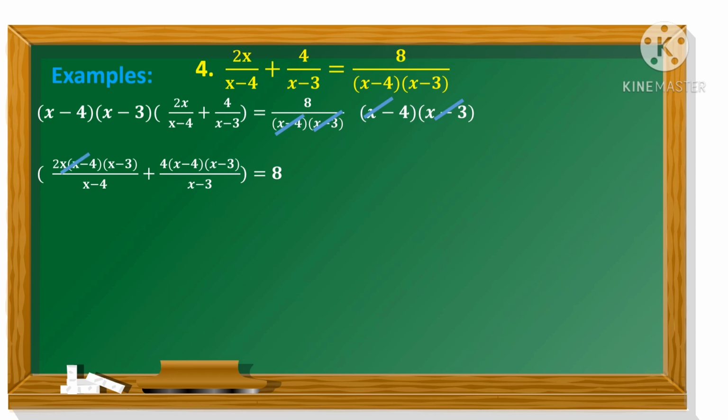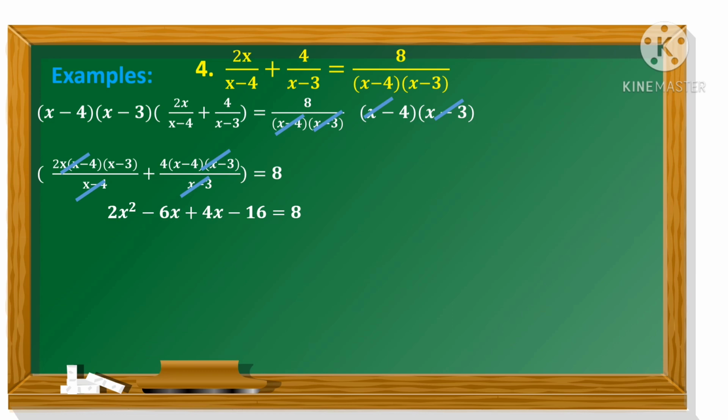So this is the first term. We can cancel x minus 4 and x minus 4. So we have now 2x times x minus 3. And the second term, x minus 3, will be cancelled. So we have x minus 4 times 4. So we have now 2x squared. Okay, 2x squared. 2x times x, 2x squared. 2x times negative 3 is negative 6x. 4 times x is 4x. 4 times negative 4 is negative 16 equals 0.